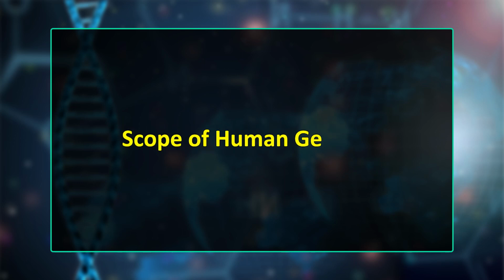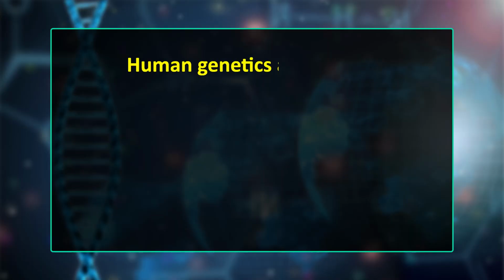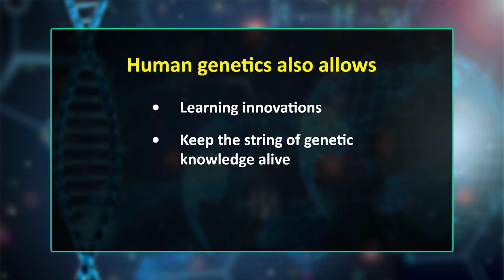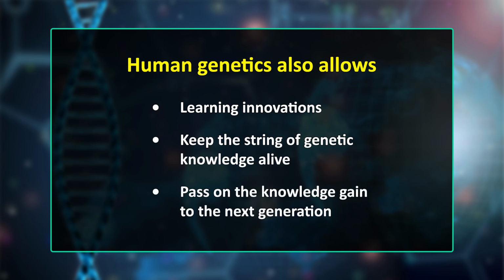Finally, let's now discuss the scope of human genetics. Genetics is the conceptually complete and most rigorous field of biology. The area of human genetics has an enormous range of education, clinical research, and healthcare. Human genetics also allows learning of innovations, keeps the string of genetic knowledge alive, and passes on the knowledge gained to the next generation. Human genetics also helps in understanding and treating genetic diseases and genetically influenced ill health.